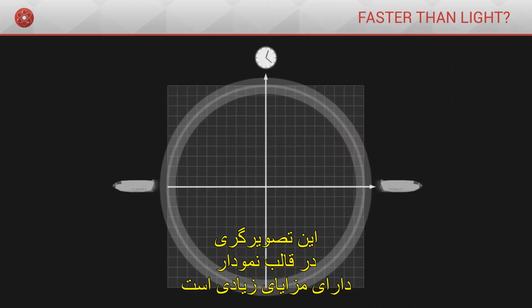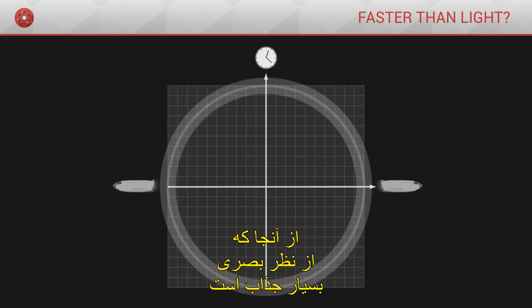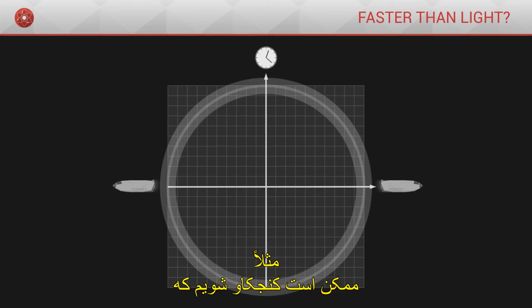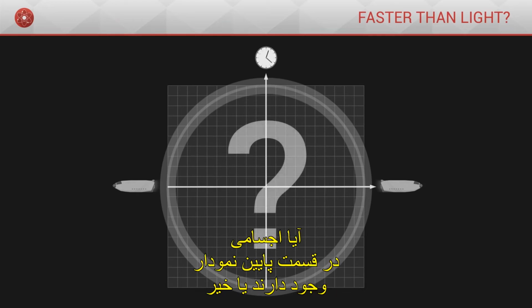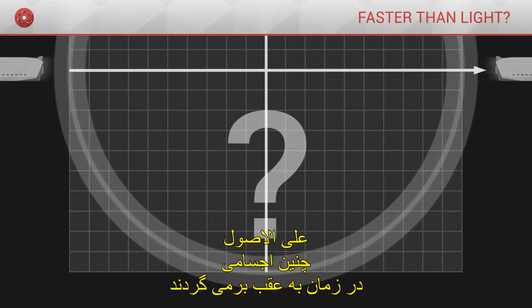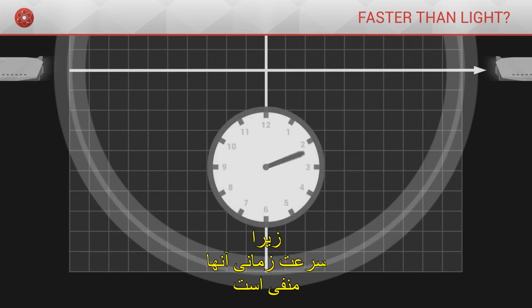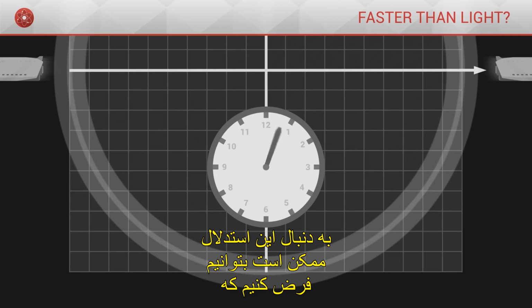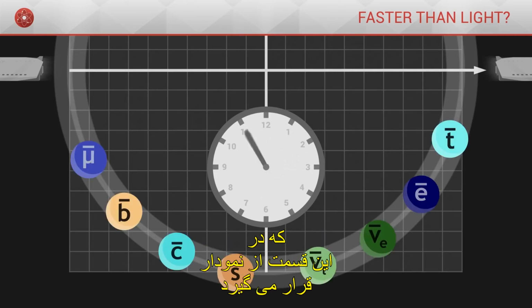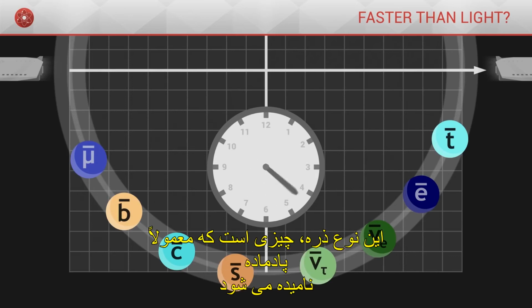To conclude, this representation in the form of a graph has many advantages, as it is very visually appealing and enables us to intuit certain phenomena. For example, we might wonder whether or not there exist objects in the lower part of the graph. Intuitively, such objects would be going back in time, since their temporal speed is negative. Following this reasoning, we might be able to postulate that there exists a specific kind of particle in the universe which would be situated in this part of the diagram. This type of particle is what is commonly called antimatter.